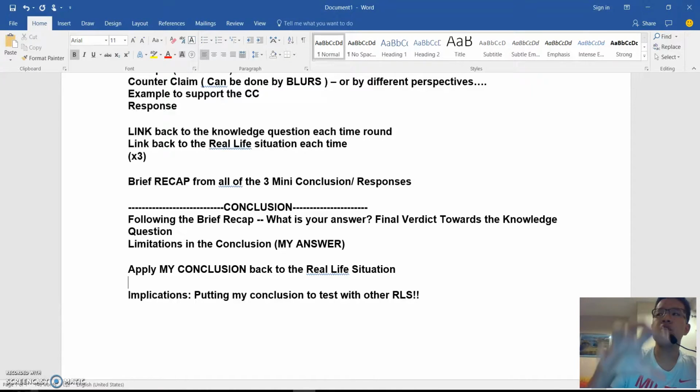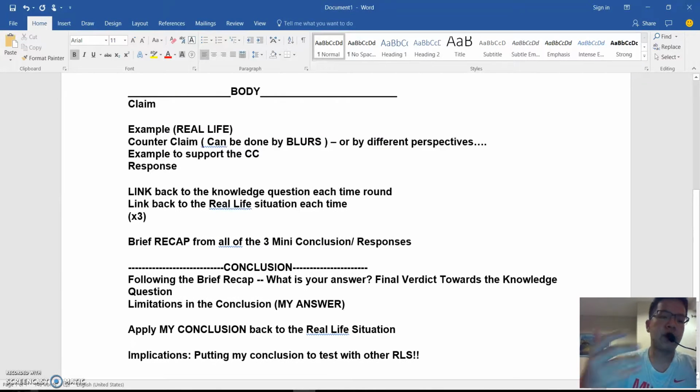If you put your conclusions, what does it mean outside your real life situation scenario? You could put it to test with other real life situations, or a different focus. If your real life situation is about, I don't know, biology, you could put it to test with history and see if the implications arise.